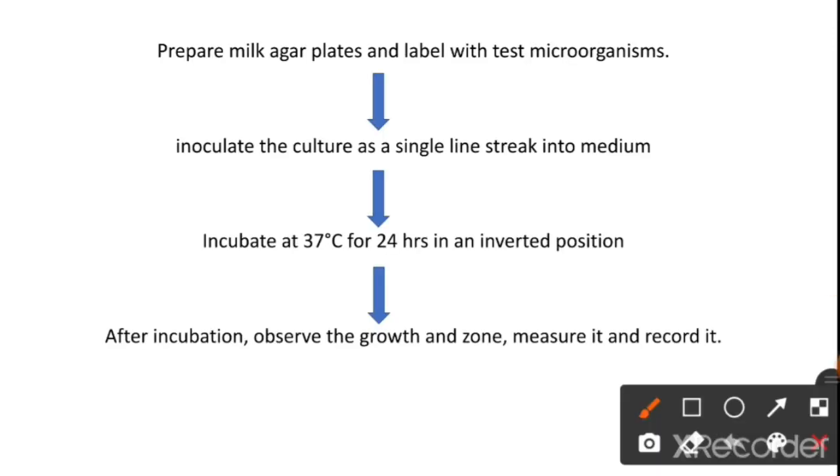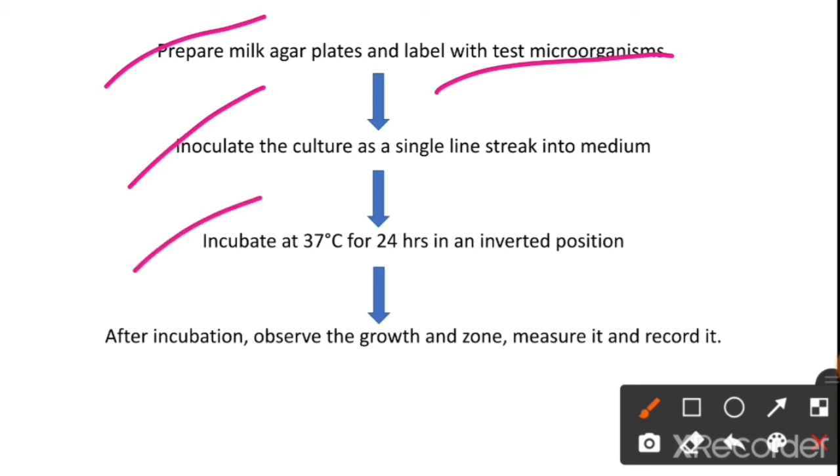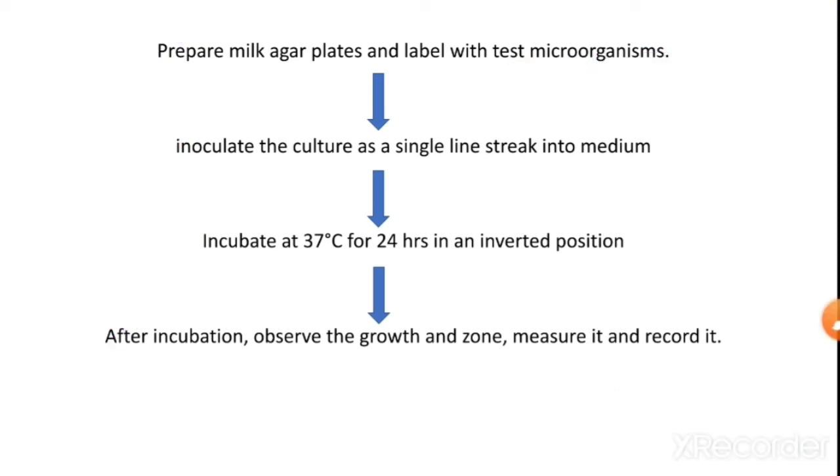First, we have to prepare milk agar plates and label them with the test microorganisms. We have to inoculate the culture as a single line streak into the medium. And then we have to incubate at 37 degrees Celsius for 24 hours in an inverted position. After incubation, we have to observe the growth and the zone of the caseinases or proteases, and measure it and record it.